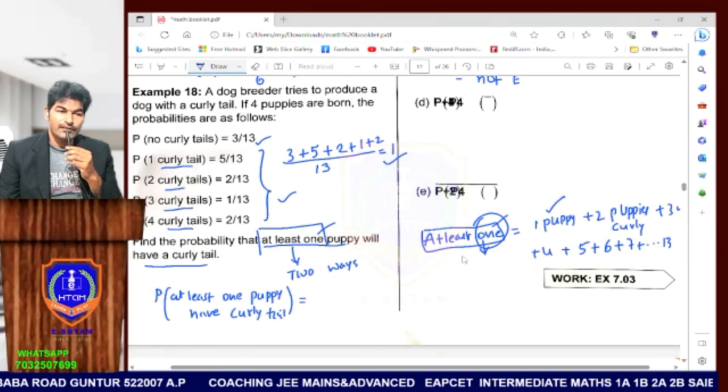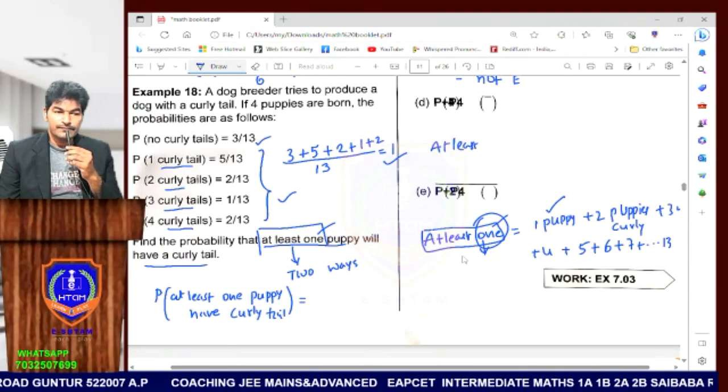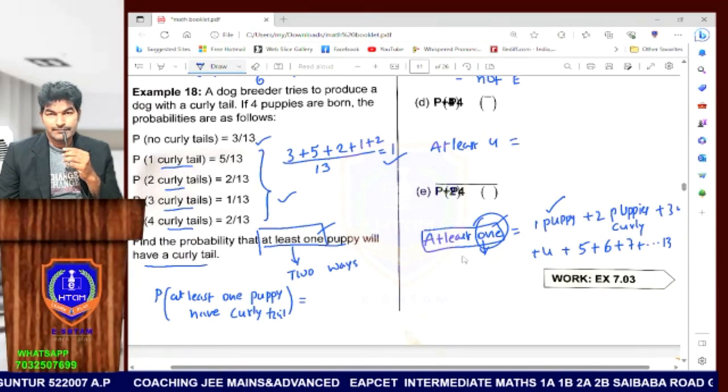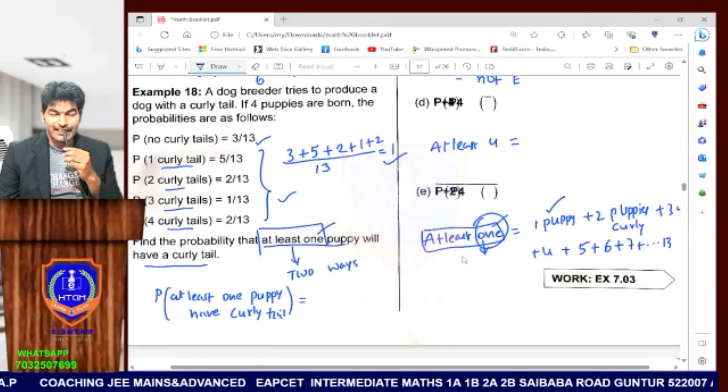For example, suppose he said at least 4. So what is your answer, tell me? At least 4 puppies is the question. What is your answer? 1 minus, that is okay. That is the second procedure. I will tell you that procedure also.